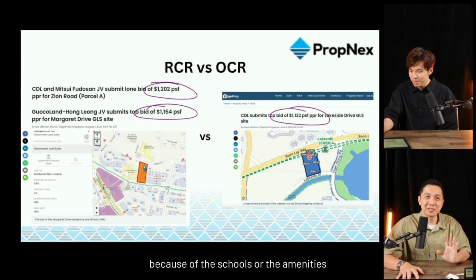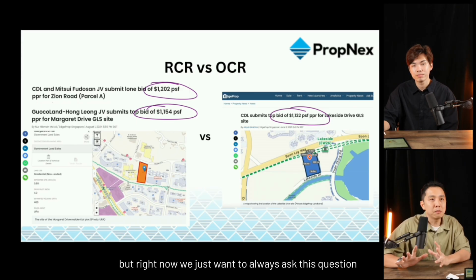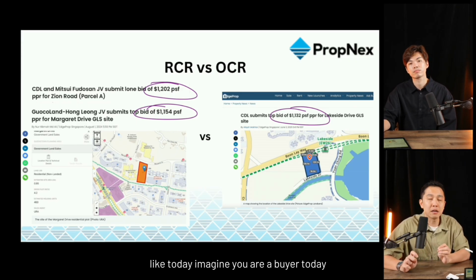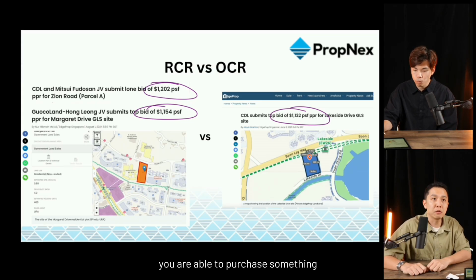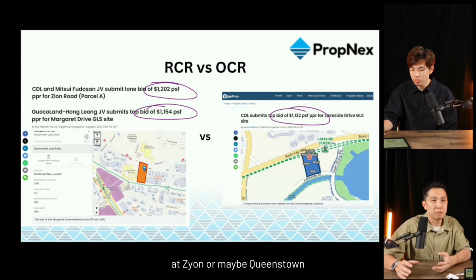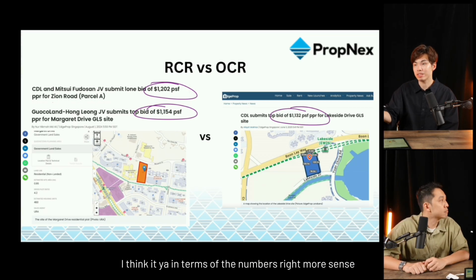Yes. Because of the schools, of the amenities, of people who will really feel very comfortable over there. But right now, we just want to always ask this question. Like today, imagine you are a buyer today. If you pay $80 more per square foot, you are able to purchase something at Zion or maybe Queenstown. Is it something that we have to really think about? I think in terms of the numbers, it makes more sense.